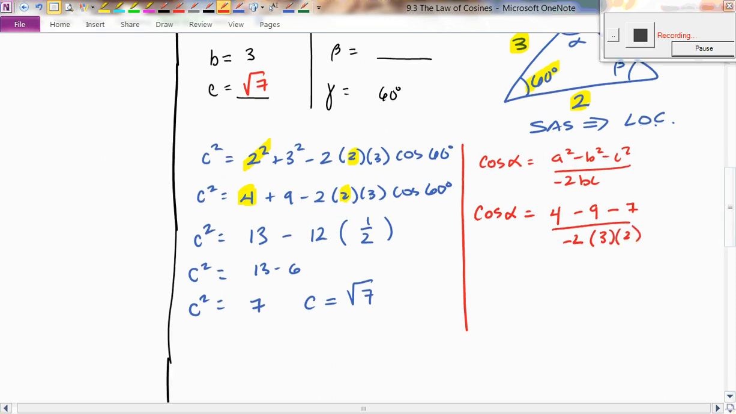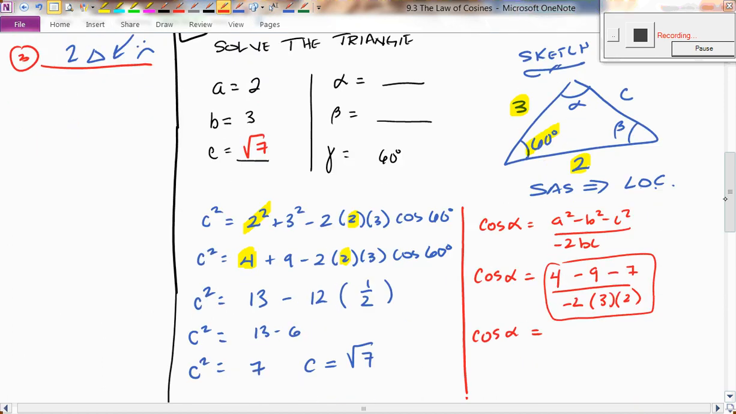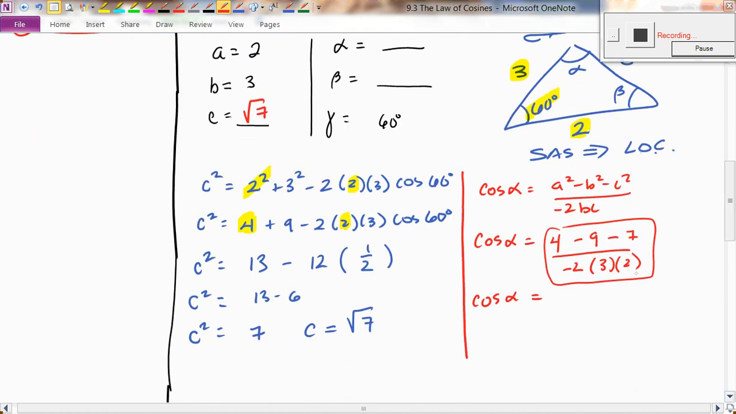We all doing good so far? Okay, therefore cosine of alpha is, what is all this stuff? Correct, but root 7 squared is 7, right? Oh, it should be minus 2 times b times c. So this part down here should be 2 times 3 times root 7. Thank you. Nice catch. Way to go.